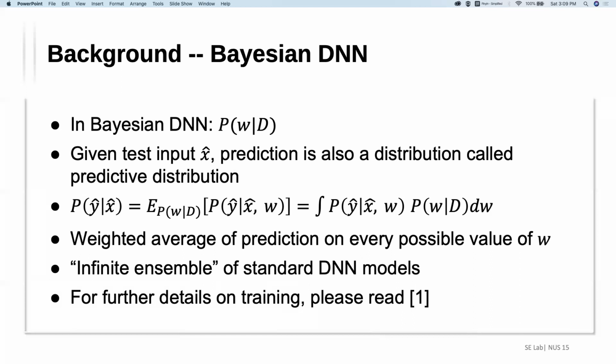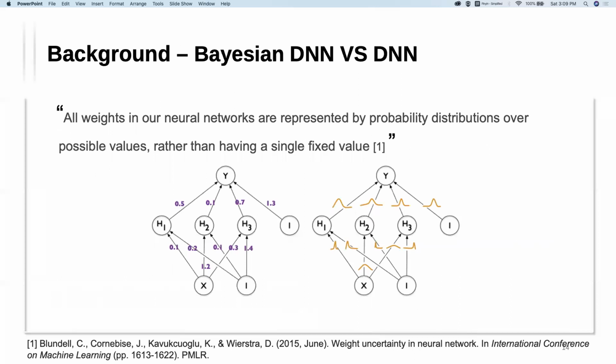And you can imagine Bayesian DNN is like an infinite ensemble of standard DNN models because you have infinitely many combinations of W. And because of the design of Bayesian DNN, the way to train it is also different from normal DNN. If you are interested in further details in training, you can read this paper, Weight Uncertainty in Neural Network.